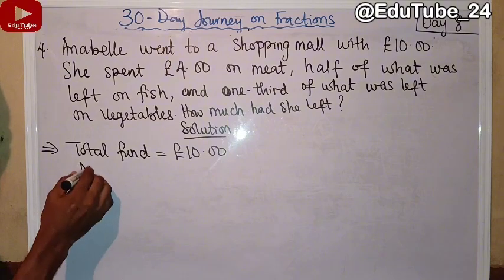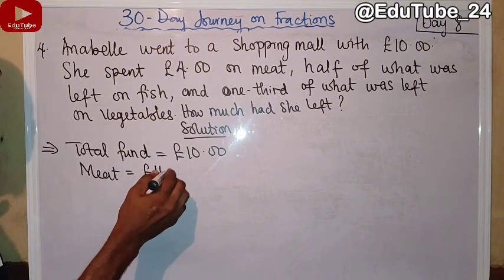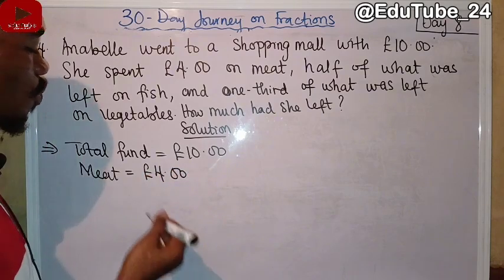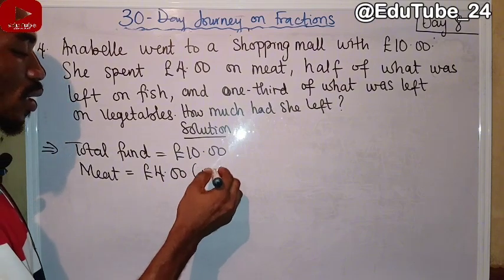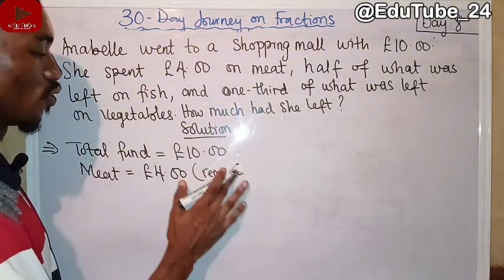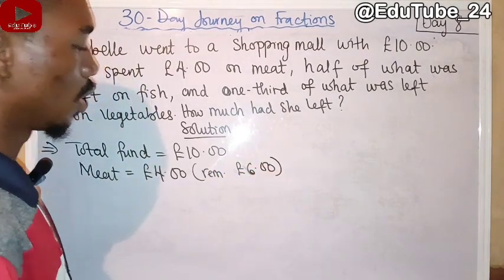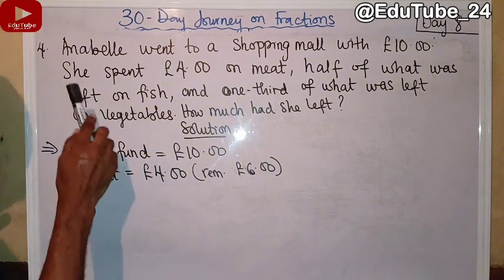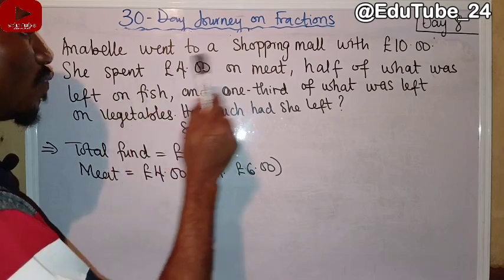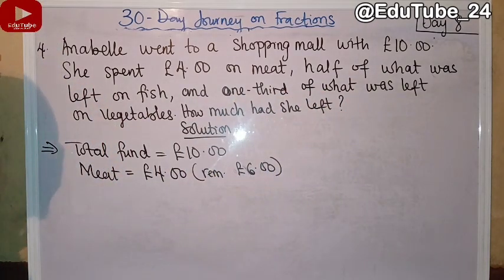And then the question says she spent £4 on meat. So I'm going to write meat is equal to £4. If she spent £4 on meat out of this £10, the remainder is £6. Annabelle has £6 left. It is important that we start writing the remainder because this question generally talks about what was left, left, left, and left. So that is why it is important we start documenting our remainder.